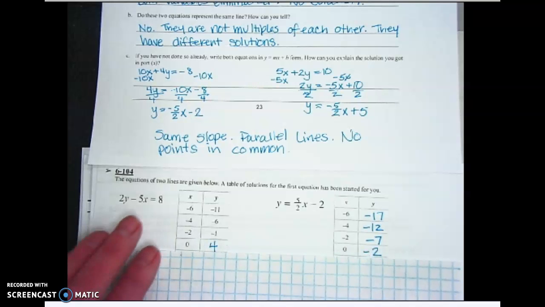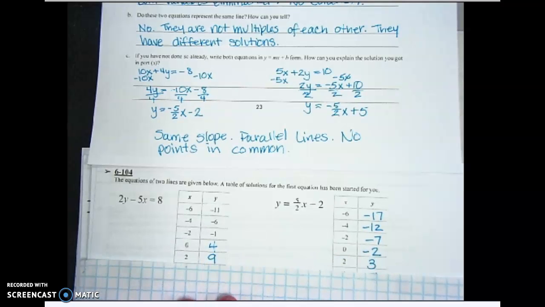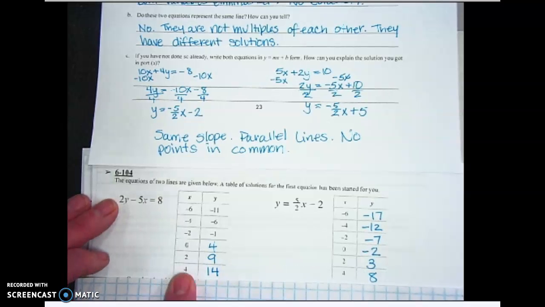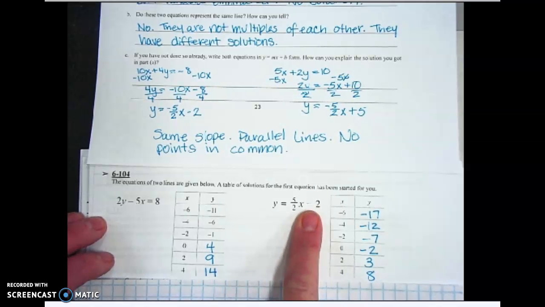If you plug in a 0, you're going to get 4. If you plug in 2, you're going to get 9. And if you plug in 4, you're going to get 14. Okay? Same thing with the second table.